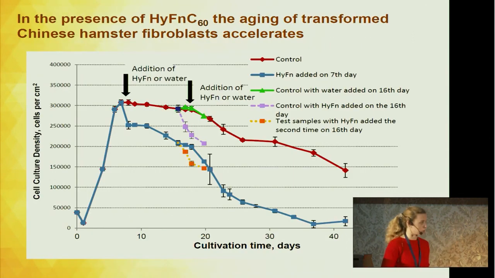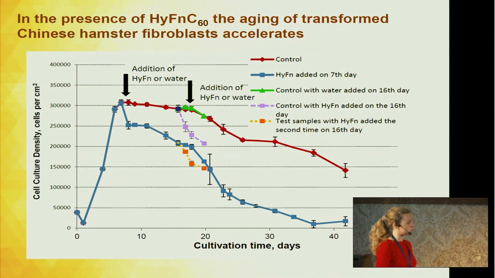Here's the huge experiment that we carried out, and it was on transformed Chinese hamster cells that were transformed in such a way that they would work like cancer cells. So they had telomerases that didn't shorten, so to say. And we had 120 flasks. Part of them were controls, part of them were test samples.